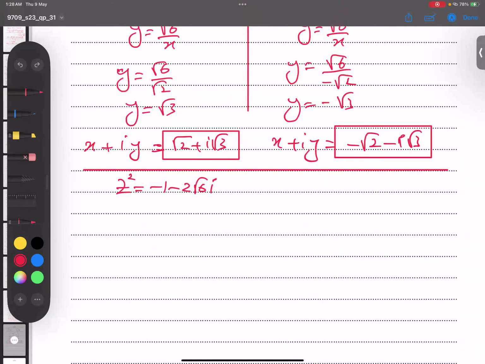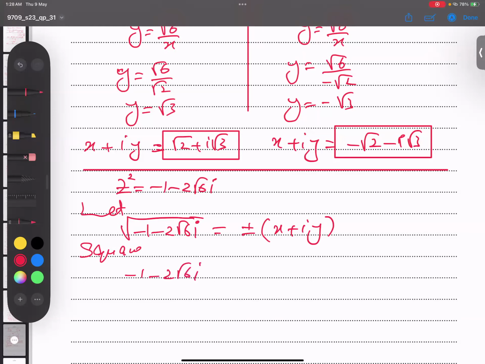If I take a root of both sides, I will say let the root of this be, let's say the answer is plus and minus x plus iota y. You assume minus or assume positive, no effect will come, and the answer will come the same, okay. So let's proceed. Even if you take a negative answer it will not affect. So I think this part is clear. Squaring both sides, I get negative 2√6 iota is equal to the square of the whole.